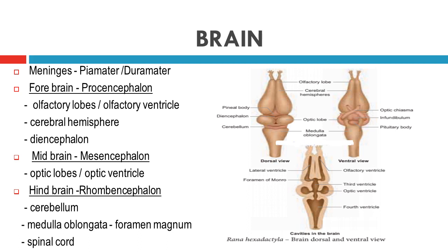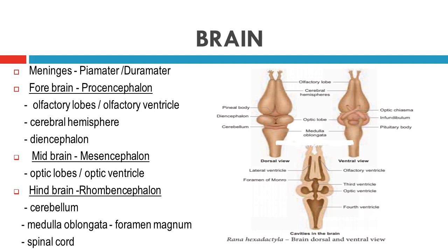Then the second one is the cerebral hemisphere. So the olfactory lobe is at the anterior-most region, and the next largest region is the cerebral hemisphere. Then the next part is the diencephalon. Can you see this diencephalon? Between the cerebral hemispheres there is the diencephalon. So these three parts are included in the forebrain region. And let us see the next one, the midbrain. Midbrain is otherwise known as mesencephalon.